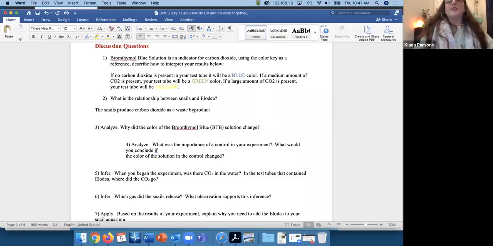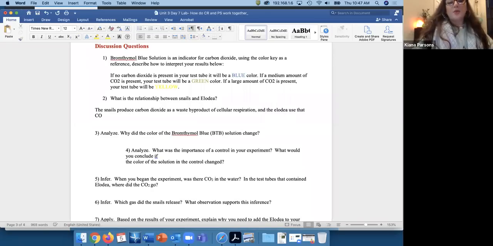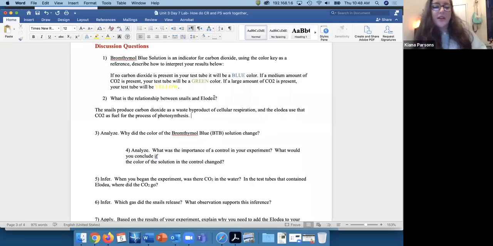So, the snails produce carbon dioxide as a waste byproduct of cellular respiration. And the elodea use that CO2 as fuel for the process of photosynthesis. My cat can't conduct photosynthesis, but she can do cellular respiration, and she's probably doing that right now.